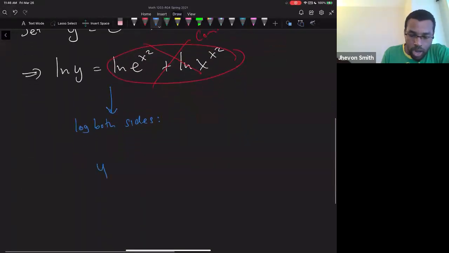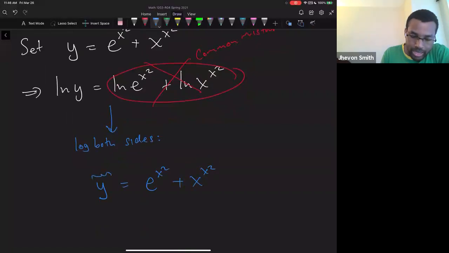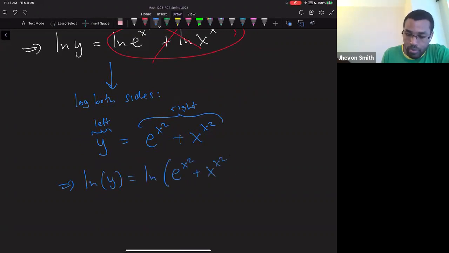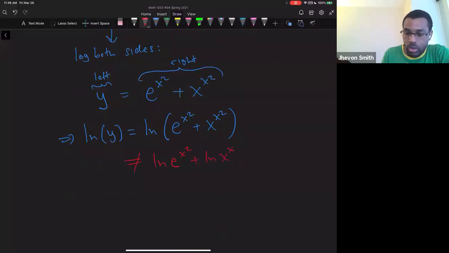So you have y equals e to the x squared plus x to the x squared. Now, what you should recognize is that the left side is y, and this whole thing here is the right side, which means to log both sides, you have ln of y, and then ln of the whole right side, e to the x squared plus x to the x squared. And that is not equal to ln of e to the x squared plus ln of x to the x squared, because logs don't distribute across sums.